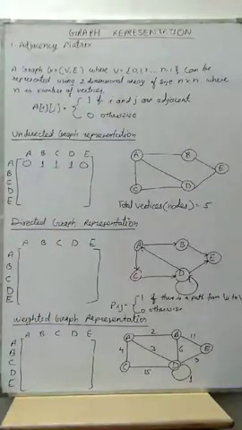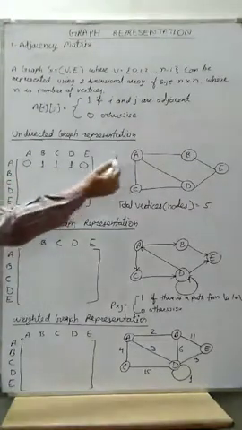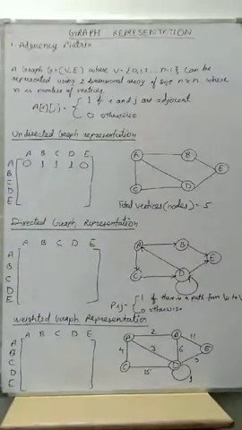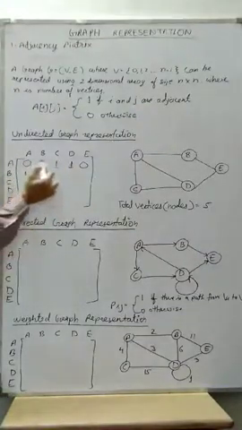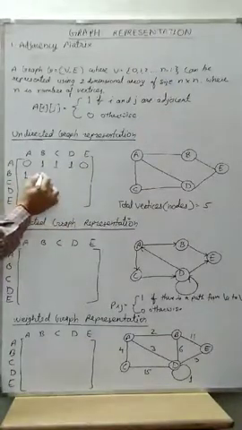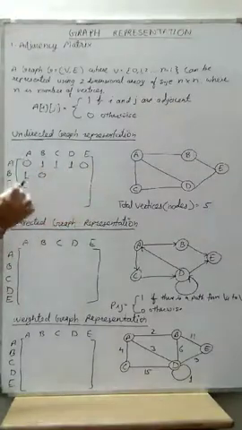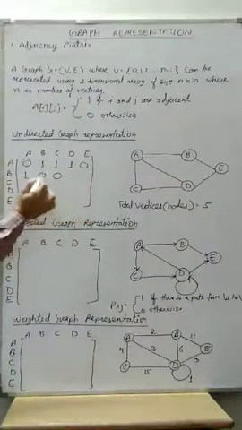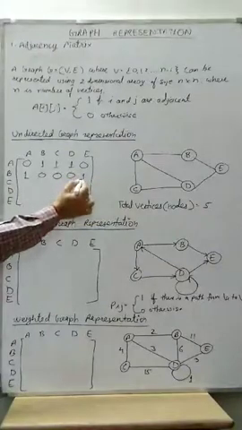For the next row, is there an edge from B to A? Yes, B to A, because an undirected graph has a symmetric matrix. So B to A, edge, yes. B to B, no, there is no loop, so 0. B to C, there is no direct edge, 0. B to D, no edge, 0. B to E, yes, there is an edge.